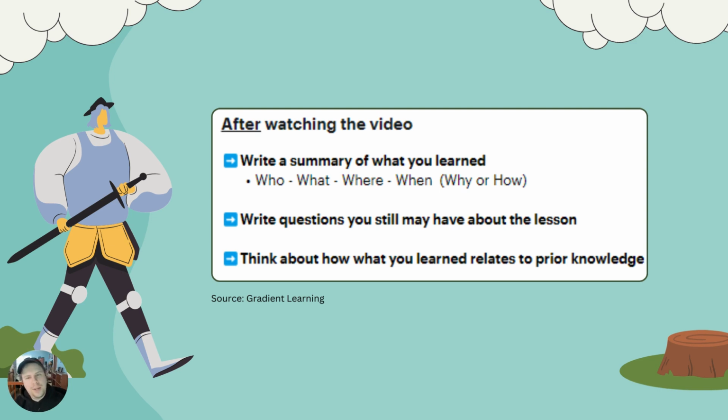Who, what, where, when, why, or how can help you with that. A summary at the end, like in a Cornell Notes method, is a good way to do that. And you've probably seen that method in class, but we'll also discuss it later too. Write questions you still may have about the lesson, and think about what you learned and how it relates to your prior knowledge.